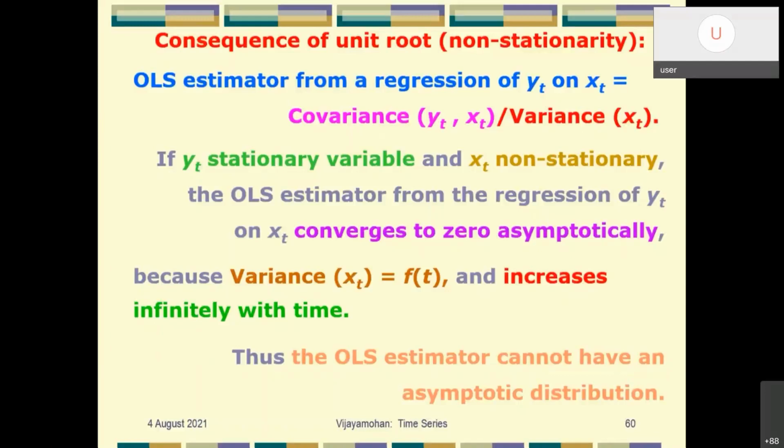Yes, sir. So you mean to say that if we take macroeconomic variables, most of the time they are non-stationary. But if we take any stock prices of a company or a stock index, then it could be stationary.